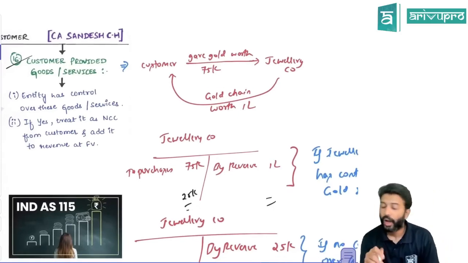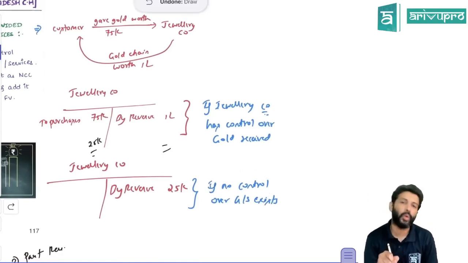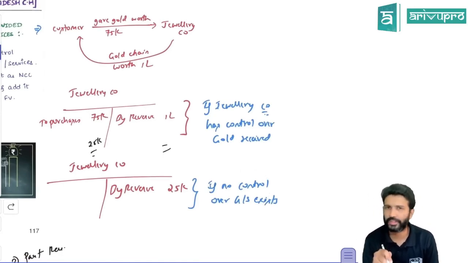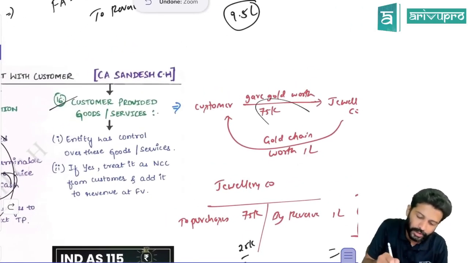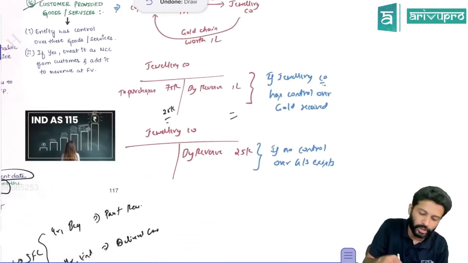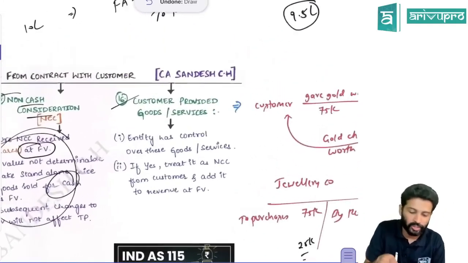However, if you conclude that the jewelry company has no control over that gold, no control over that goods or service, in that case they will not recognize the revenue of 1 lakh. They will only recognize the revenue for the differential amount. What is the differential amount? 25,000. So they'll book the revenue only to the extent of 25,000 in this particular case. That is the provision I've written here.